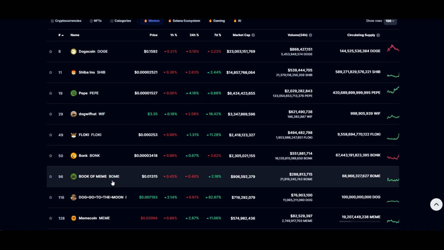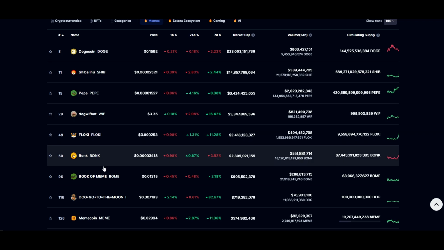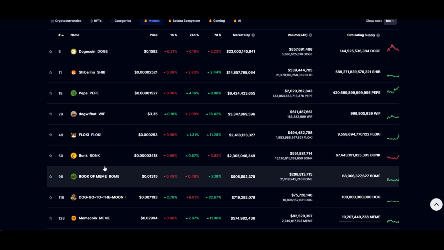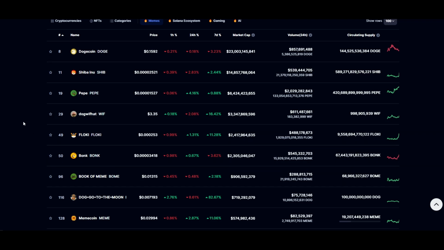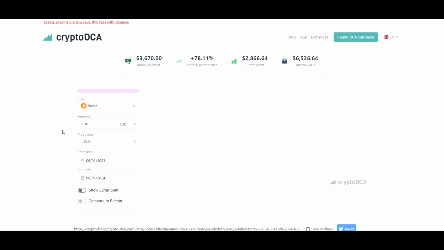Now, Book of Meme hasn't been around that long. Dog with Hat hasn't been around that long. So we're just going to use something that's been around at least a year so that we have an apples-to-apples comparison. There's some really useful websites out there like this Crypto DCA. I didn't have to do the math on all of these with a tool like this, but unfortunately, they don't have every single coin. So let's take, for example, one that they do have.